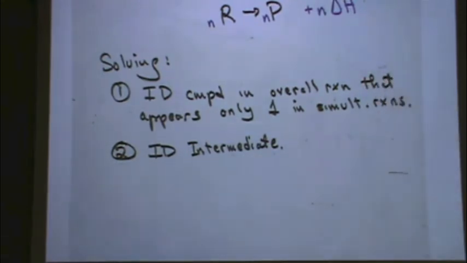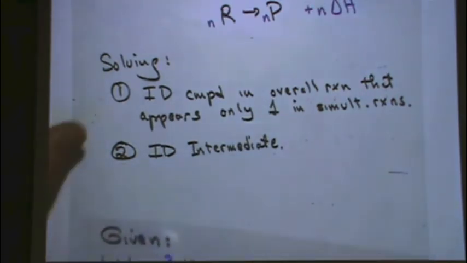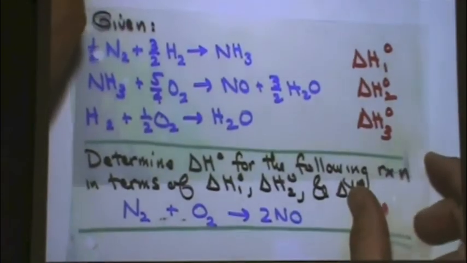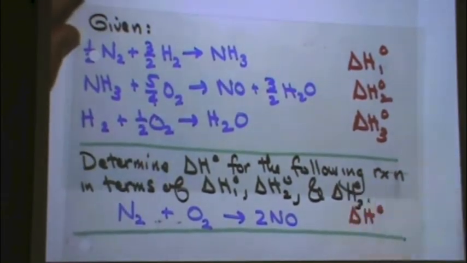So in the first case, you're going to ID something that's in the overall, match it to the simultaneous, and then make sure the coefficients will match up. In the second, you're going to ID an intermediate and make sure it cancels when you add up the simultaneous. Okay, that's my method of solving. I actually follow this order typically. It tends to be the easiest. And now, let me show you an example here that I had up a little earlier.